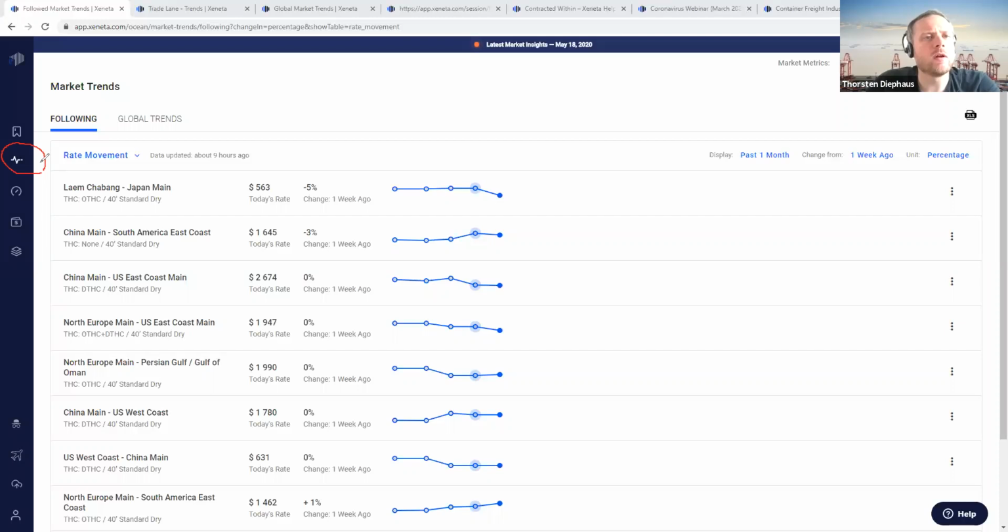If you click over here, you have two possibilities: either you create your own list of the trades or pairs you would like to follow, or you follow the predefined global trends, which we did for you. So I did my own one, and you see now the different corridors over here, or pairs: Laem Chabang, Japan main, China main, South America East Coast main.